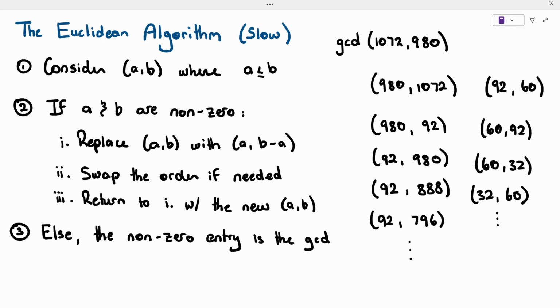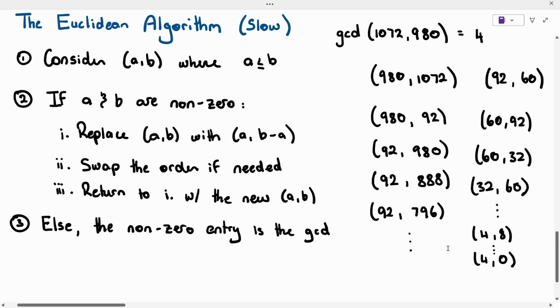And we keep on going until eventually we reach 4 and 8, and then we'll reach 4 and 0, right? And this here gives us the GCD of 1072 and 980 being 4. Now, I did skip some steps, but you could verify it on your own, and you'll see that once we repeat this process, we are sure to get a non-zero number and the number 0 in our pair. And we get 4 as our answer.